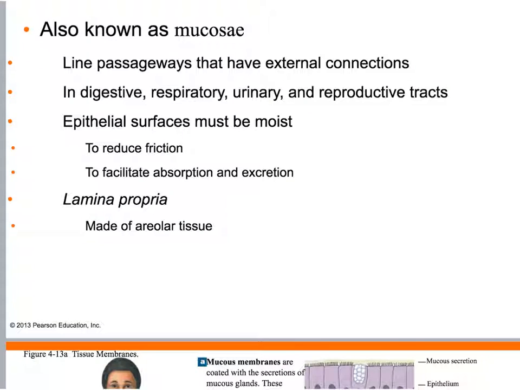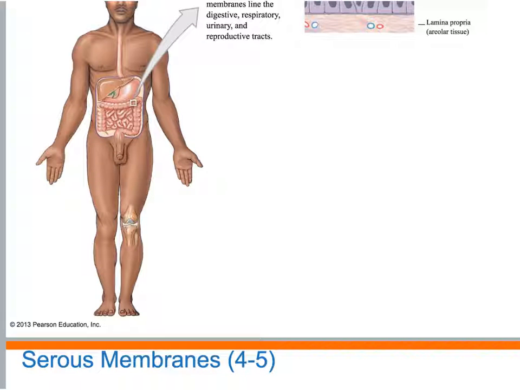So the mucous membranes line the pathways that have external connections. They include the digestive, respiratory, urinary, and reproductive tracts. The function is to reduce friction and facilitate absorption and secretion. This shows you where they are.